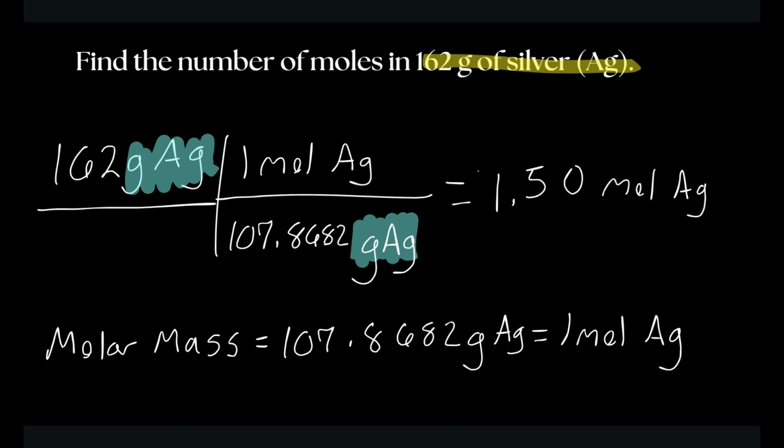Now, the reason that I stopped at 1.50 is that we have to take a look at our significant figures. If we take a look at 162, this is 3 significant figures. And that means that our answer should also have 3 significant figures in it. So our 1, 5, and 0 are 3 significant figures.